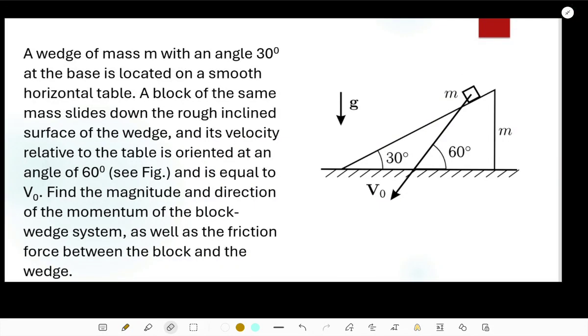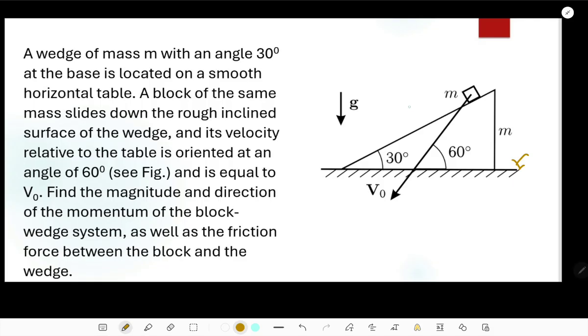Welcome to the introductory problem of the concept of linear momentum. There is a picture on the screen and the problem statement. It says a wedge of mass m, with an angle of 30 degrees at the base, is located on a smooth horizontal table. So there is no friction at this place. This is smooth, and the block of the same mass slides down the rough inclined surface.